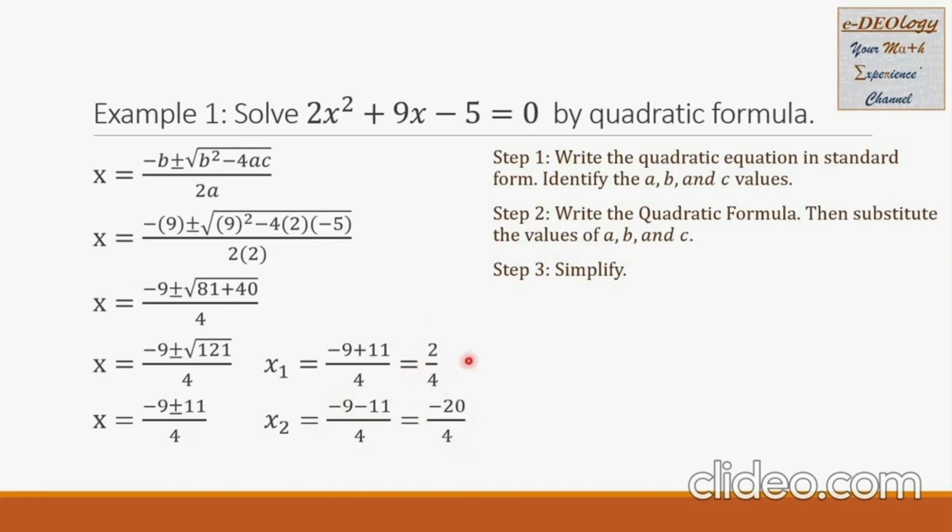We can reduce to lowest term the 2 over 4. It is equal to 1/2. The negative 20 over 4 is equal to negative 5. So the two values of x are 1/2 and negative 5.